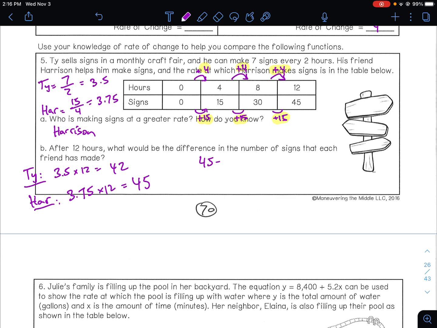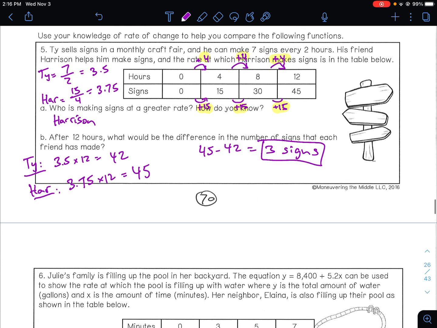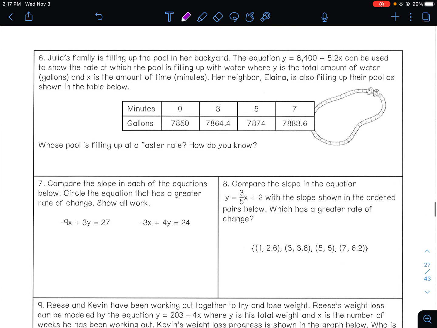So what is the difference in the number of signs that each friend has made? That's basically 45 minus 42, which is 3 signs. So after 12 hours, the difference between those two is only 3 signs. Let's look at the next example.